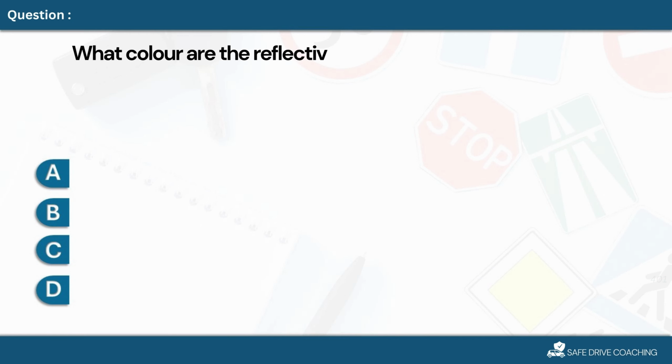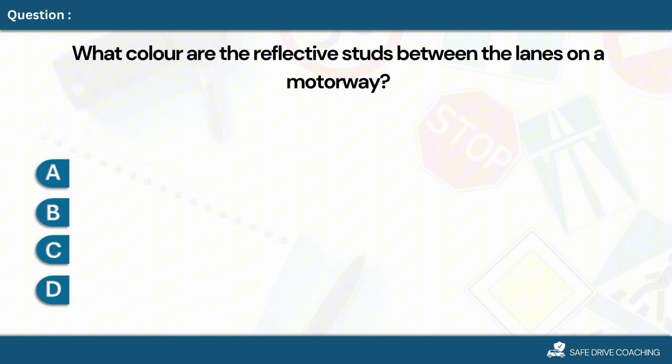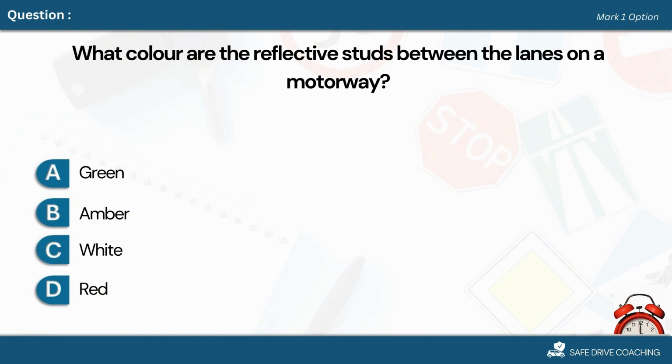What color are the reflective studs between the lanes on a motorway? A. Green. B. Amber. C. White. D. Red. The correct answer is C. White.